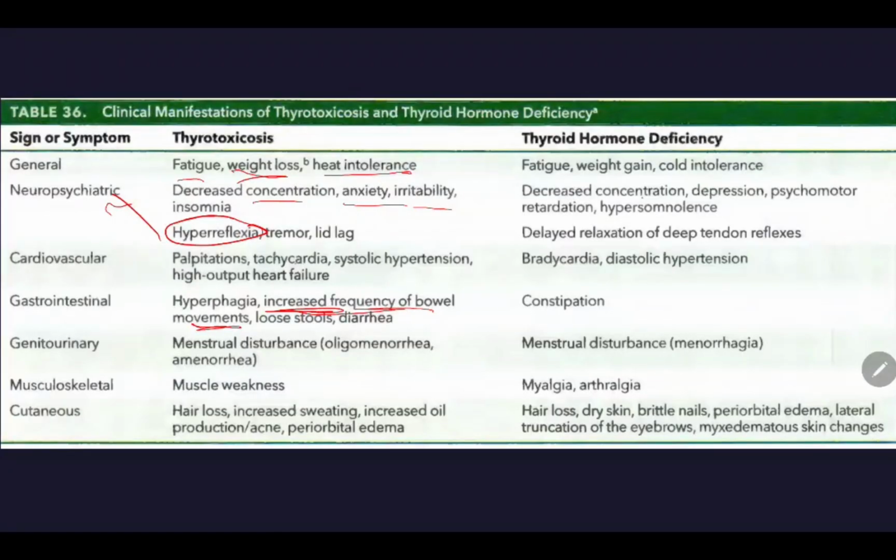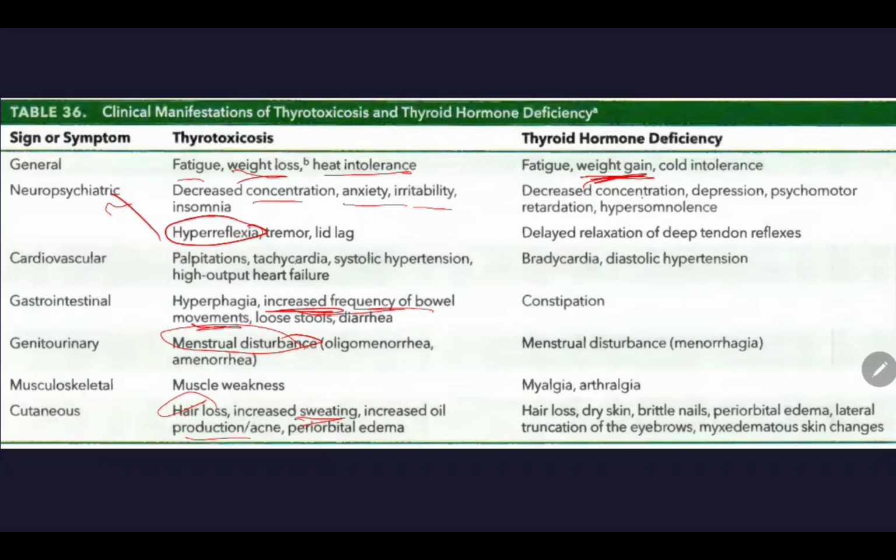gut motility is increased. Genitourinary, you have menstrual issues, and that's the case in both hyper and hypothyroidism. Muscle weakness also in both, and hair loss, increased sweating, and increased oil production, okay? Think about everything as activated here. On the other hand, here, for example, weight gain, that's something unique for thyroid hormone, because if you don't have your energy unit, you cannot break down the weight, so you have weight gain. Think about it like this.